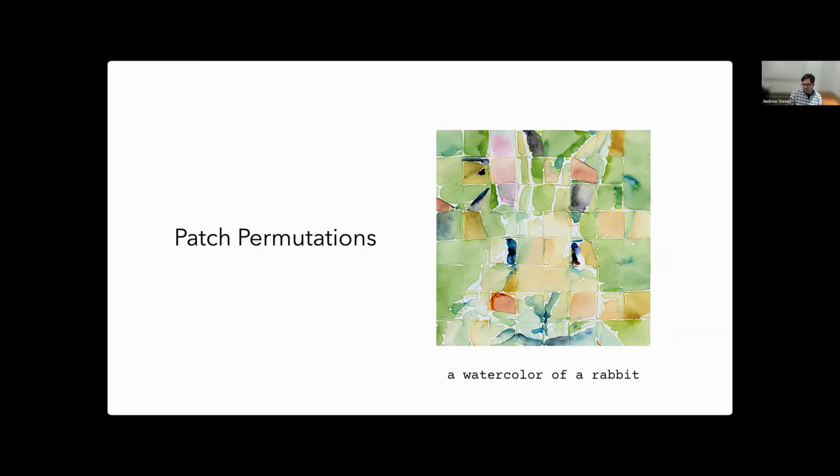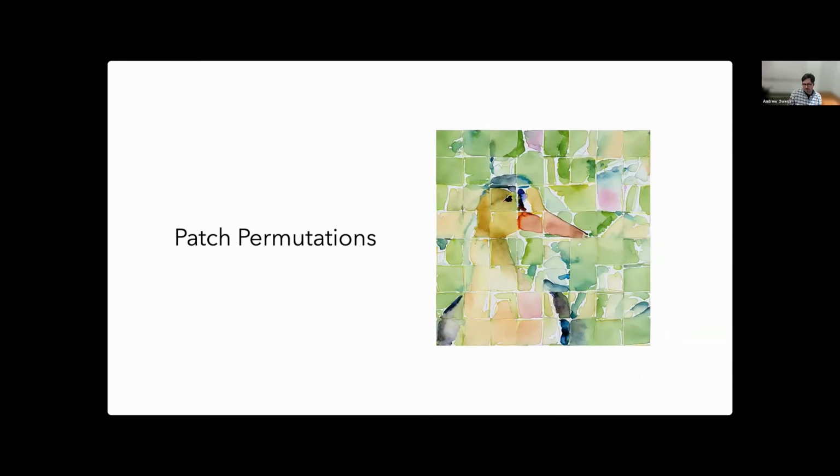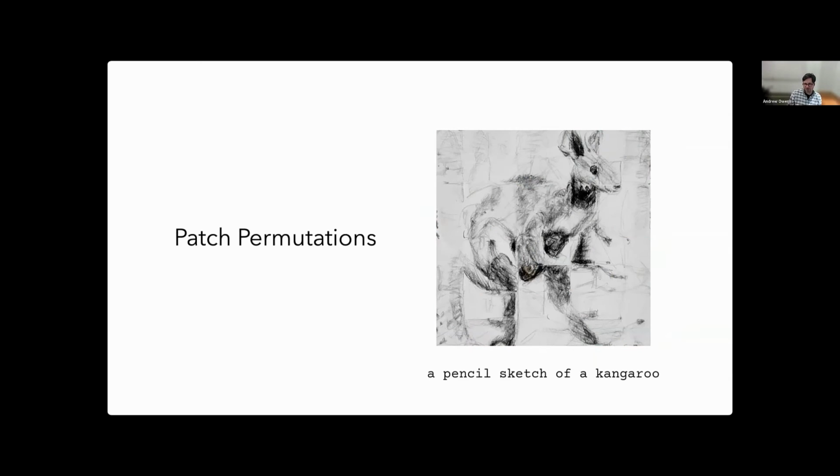Okay, here's another, more aggressive permutation. We can just take the image, split it up into individual patches, permute those patches, and go from a watercolor of a rabbit into a watercolor of a duck. And the interesting part of this is that the diffusion model is still able to work. We're internally permuting the pixels, and it's still able to denoise the two different views and successfully generate these illusions.